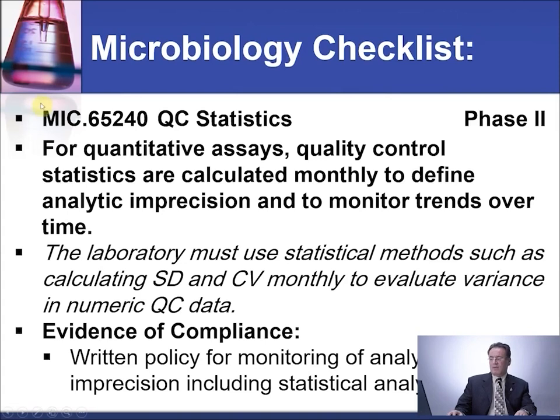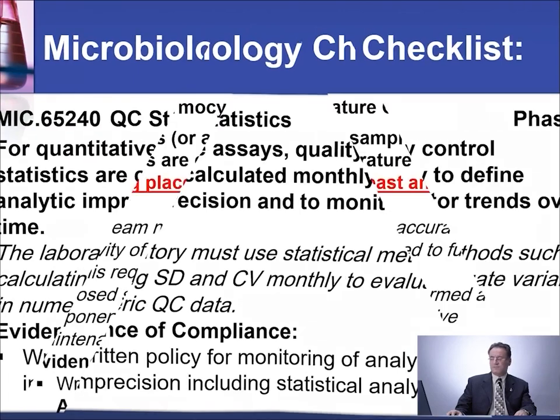In MICRO.65240, QC statistics, for quantitative assays, you need to calculate the monthly imprecision by calculating the SD and the CV. And you can do this easily by using an Excel sheet.